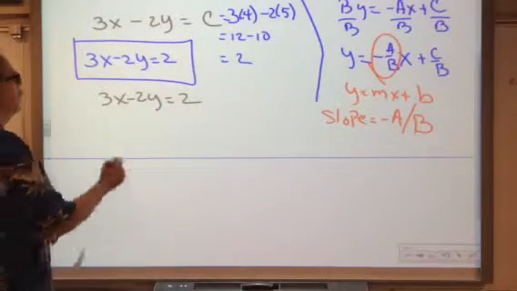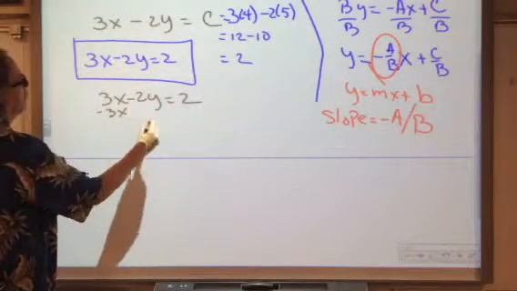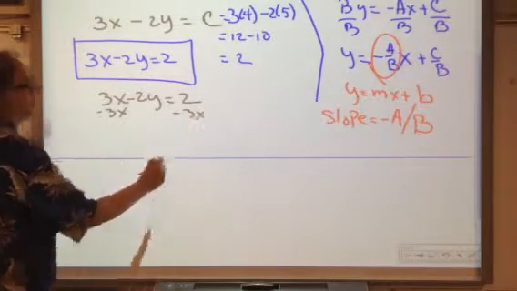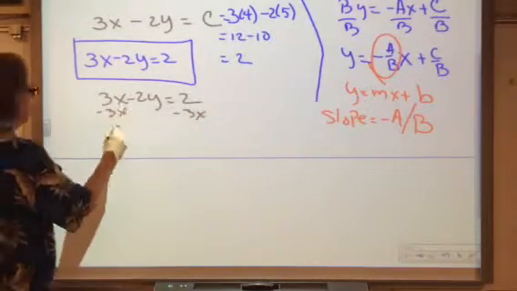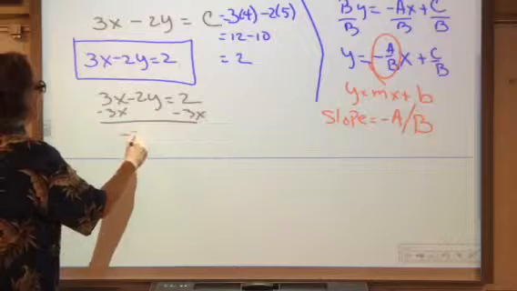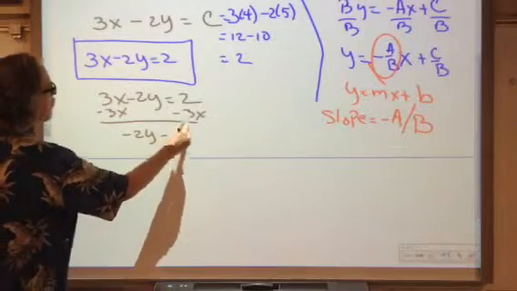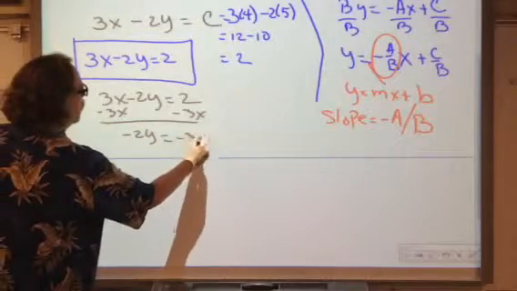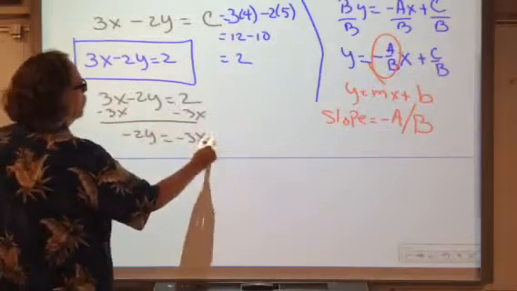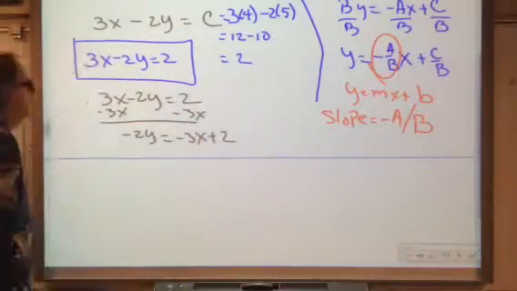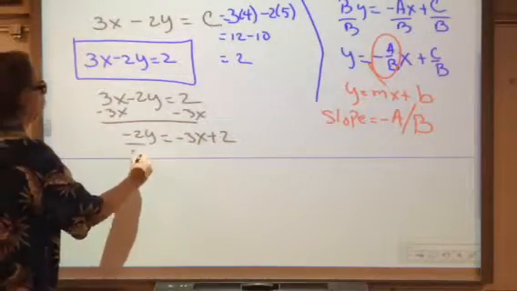And solving this for y, well, minus 3x and minus 3x again. And that's going to give me the minus 2y equaling minus 3x, and that's a plus 2 on the end over there, and then divide everybody by -2.